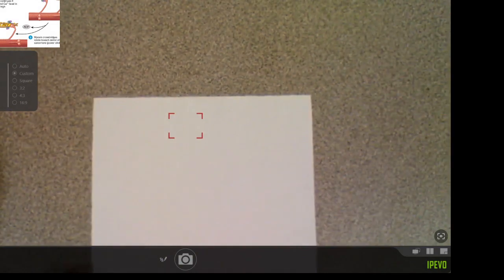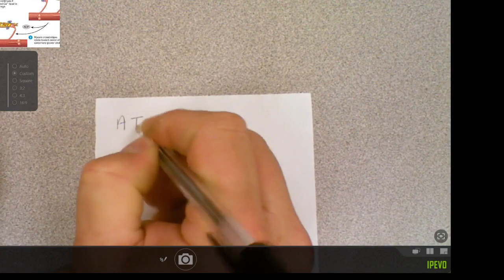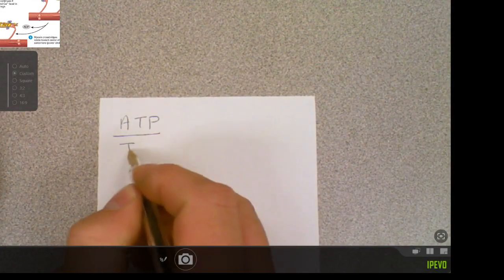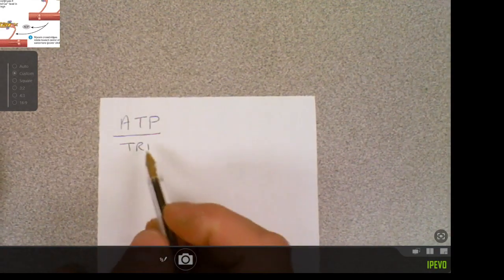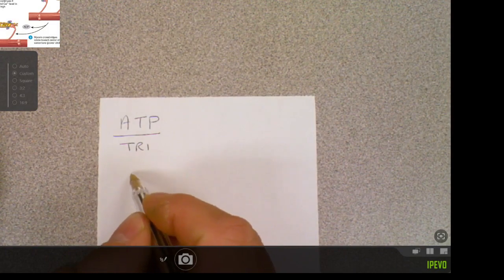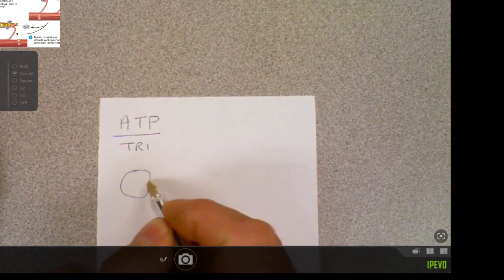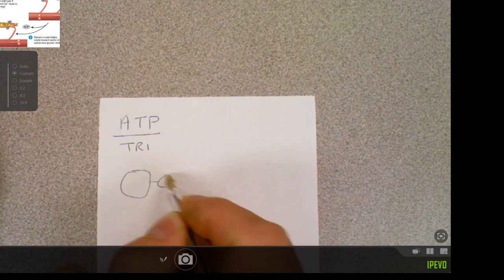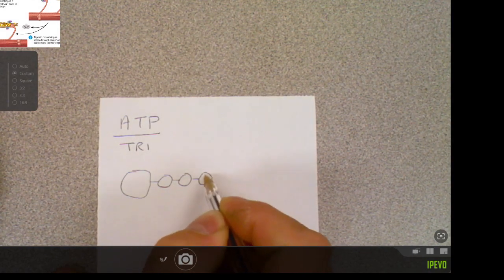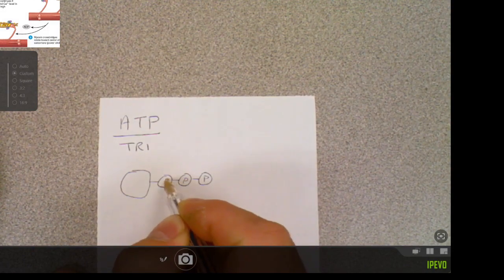So ADP is ATP. It's just been used. So ATP is known as adenosine triphosphate. That's where the T comes from. So basically, it is a molecule. I'm just going to draw this very simple. It's a molecule that's got 3 phosphates hanging off of it.